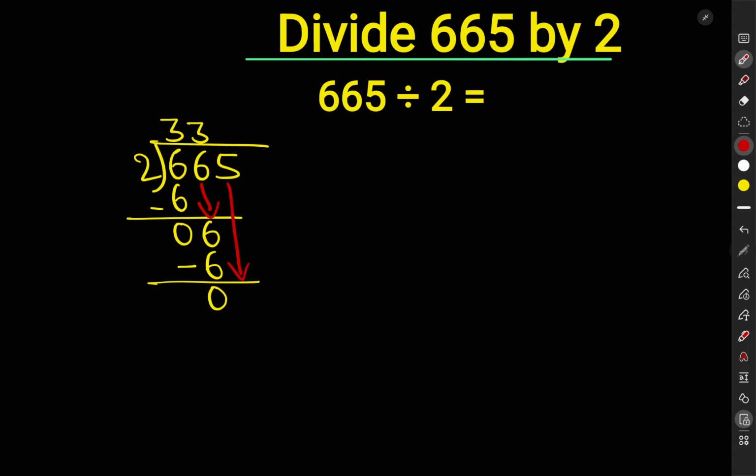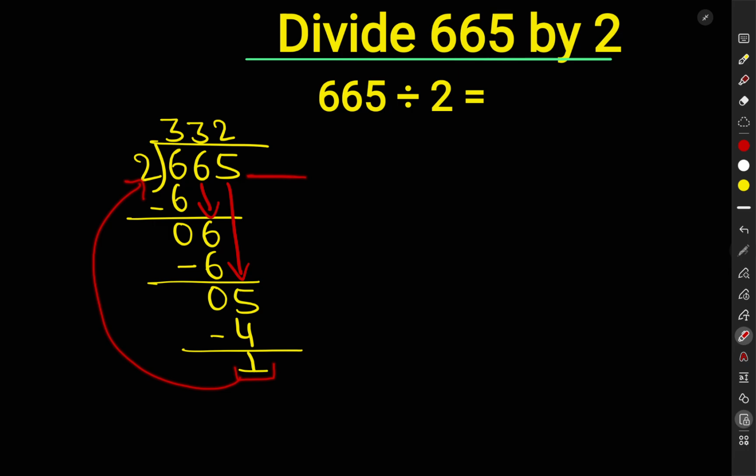So again we put down this 5 and 2 times 2 is 4. On subtracting, it is 1. So now this 1 is less than 2 and there is no other number to put down. So we take a decimal here so that we put 0.